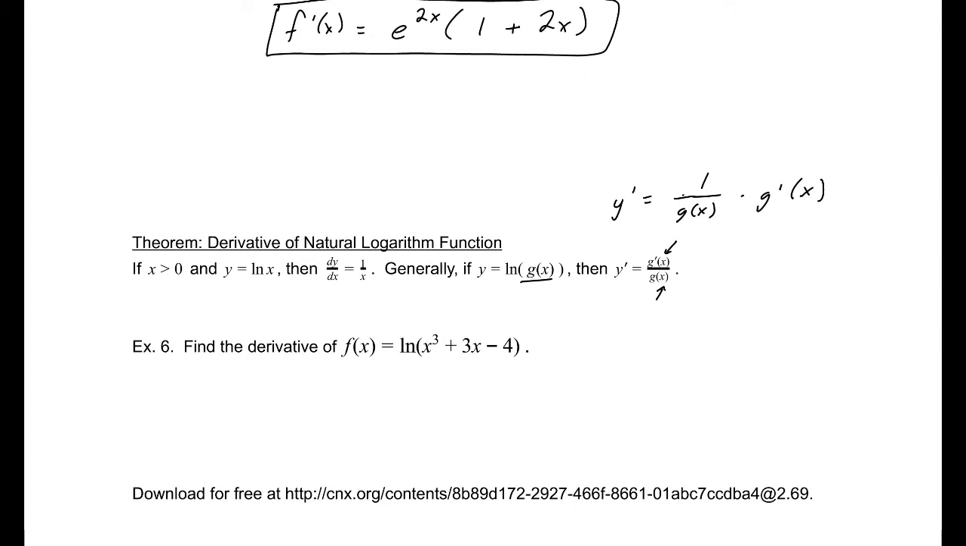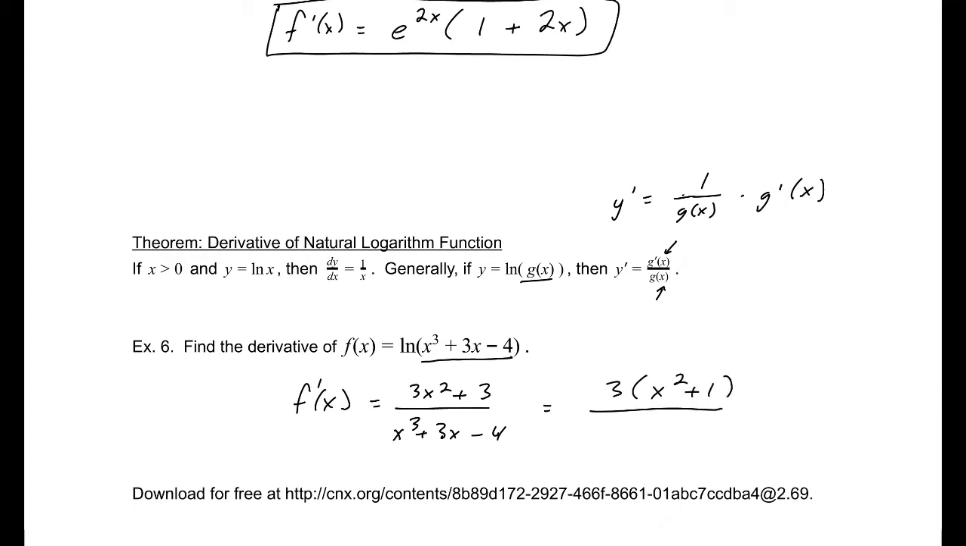So with 6, find the derivative of this function. This is f prime of x equals the derivative of our inside function. That will be 3x squared plus 3 divided by the inside function. So x cubed plus 3x minus 4. It might be a good idea to factor that: 3 times x squared plus 1 over x cubed plus 3x minus 4.